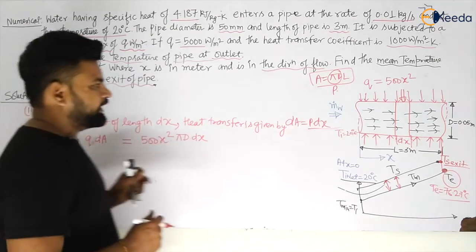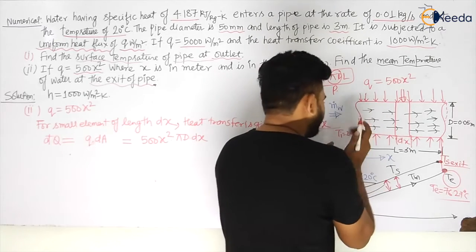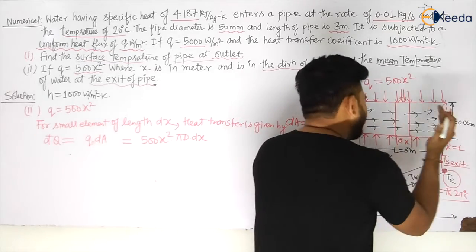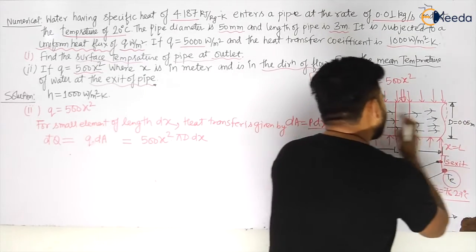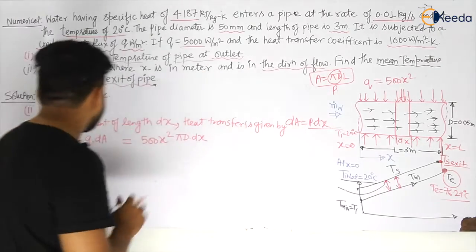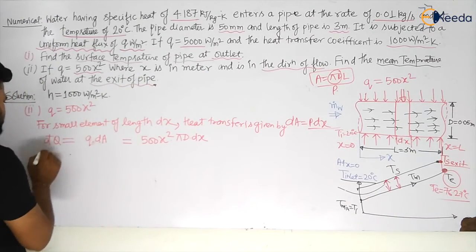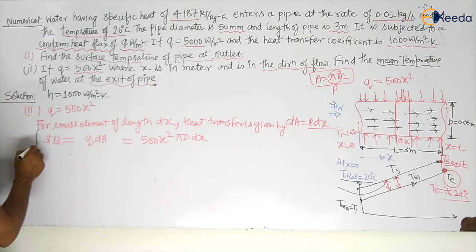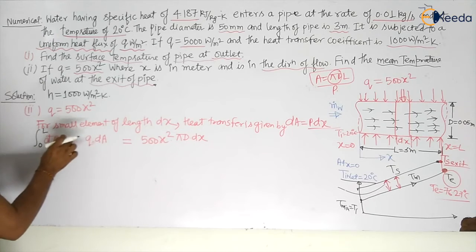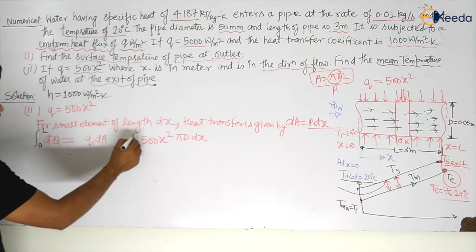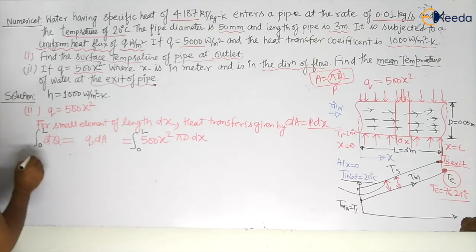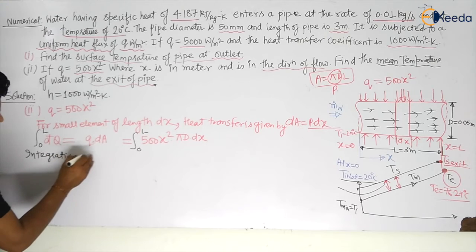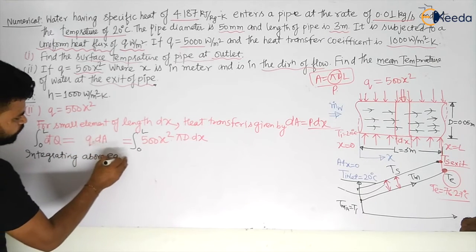So if I integrate from x equal to 0 to x equal to L, then I will have the total value of heat addition throughout the pipe. Yes or no? Yes. I will integrate that equation from 0 to L, and when all the dq are added, we will have the complete length. So that's why we are doing integration. So integrating the above equation, let us see what I will have.